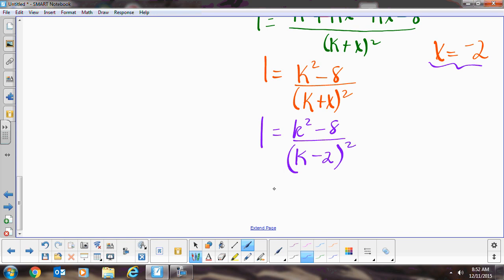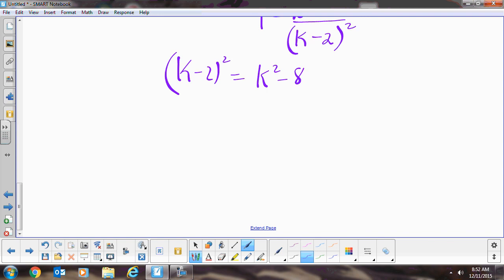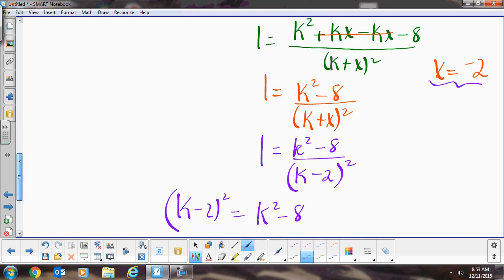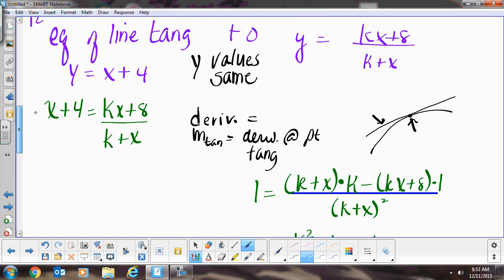squared. Am I making this more difficult than it needs to be? I don't think so. All right. So we're going to say k minus 2 quantity squared is equal to k squared minus 8. And what are we going to do? Yeah? It was negative 2, but that's k plus x. So I put it in, and it may have made it minus. Am I good? Did I make a mistake?